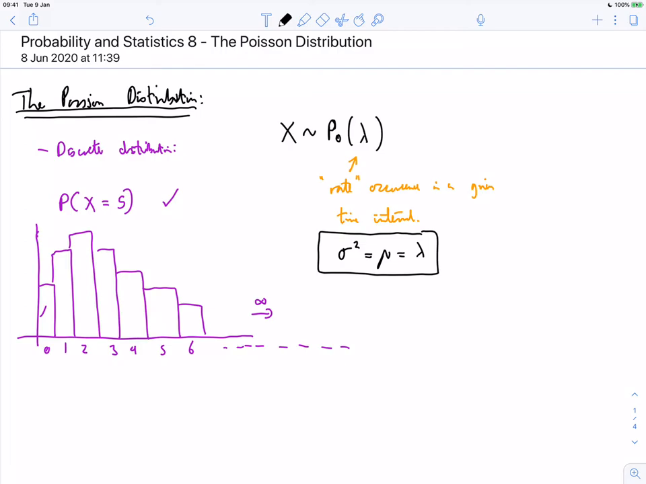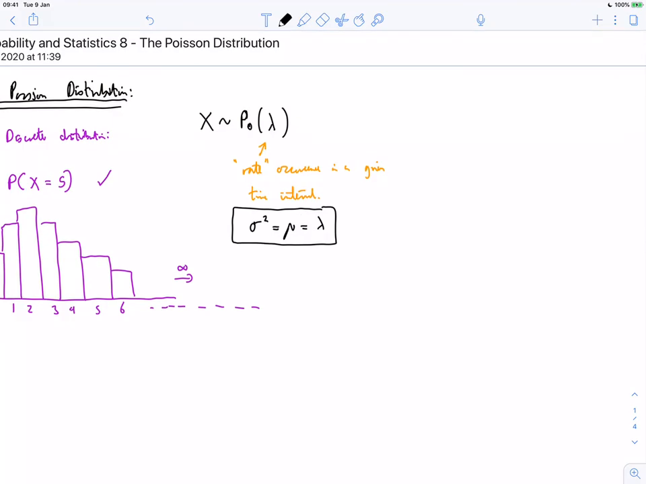And this lambda is also the rate. So say, for example, we've got a supermarket. Can't spell supermarket, that's great. Supermarket usually has one robbery in, let's say, 10 months on average.